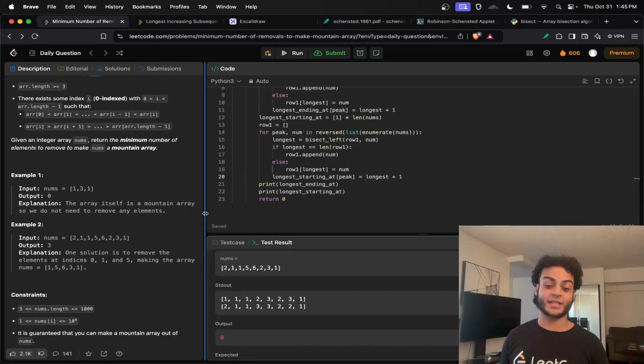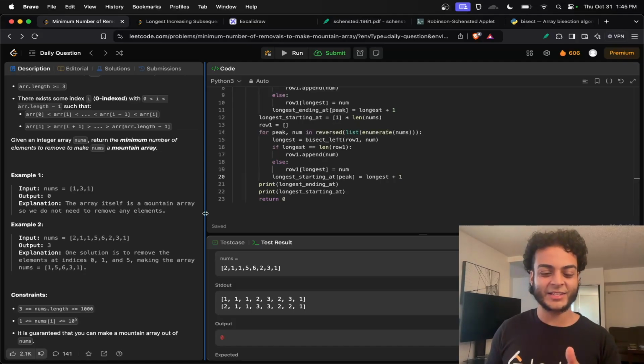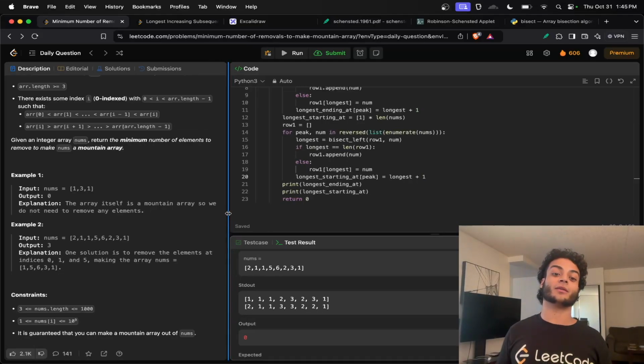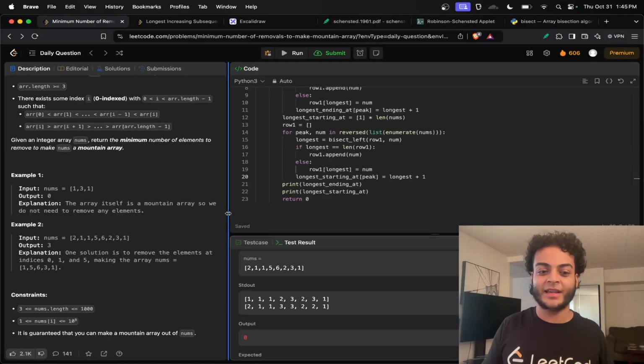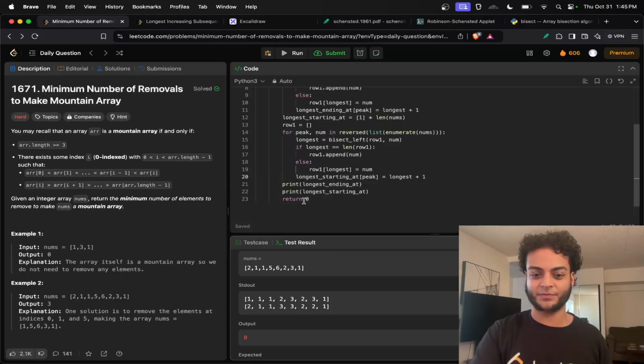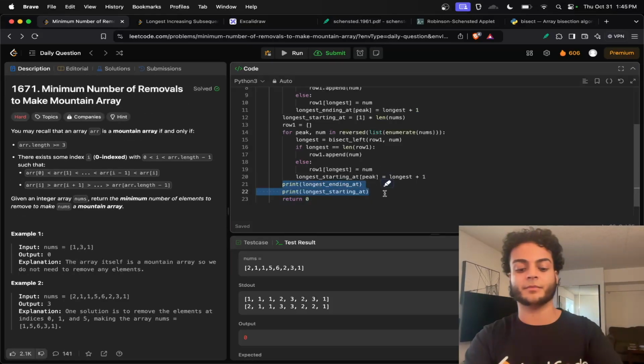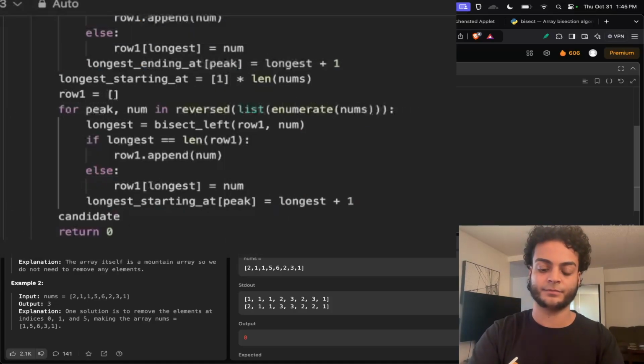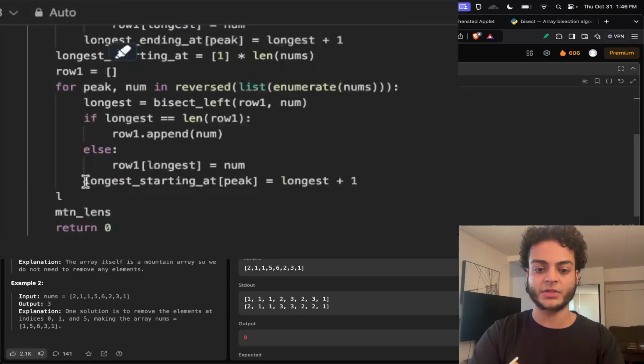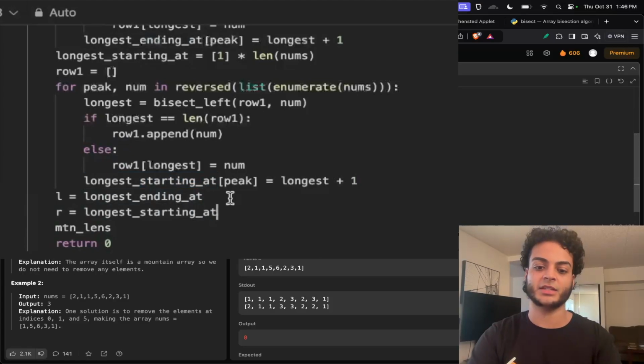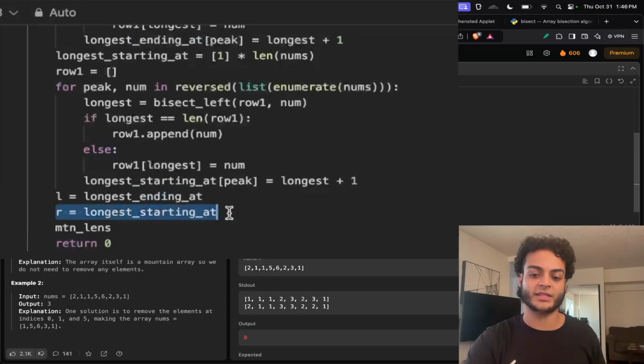We have the longest increasing subsequence which ends at each position, and the longest decreasing subsequence which starts at each position. We can use this to form our longest possible mountain array and use that to find the minimum number of removals. So let's do it, right? We're going to say our candidate mountain lengths. Actually, let's just call it mountain lengths, right? Longest ending at equals L, and longest starting at equals R. This is just to make it easier for us, right? This is our left side, this is our right side of the mountain.